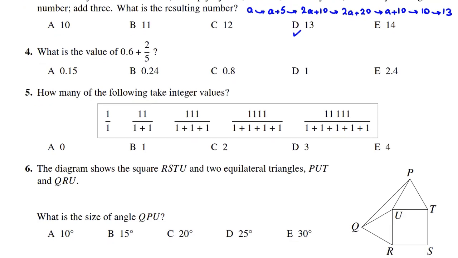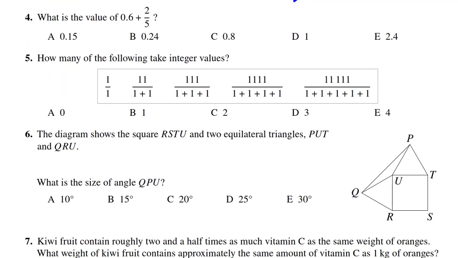Okay, let's solve problem number 4. 0.6 plus 2 over 5. For 2 over 5, we multiply the numerator and denominator, both of them, by 2. It will be 4 over 10. So it will be 0.6 plus 4 over 10, which is 0.4. And it will be 1. So the answer is D.